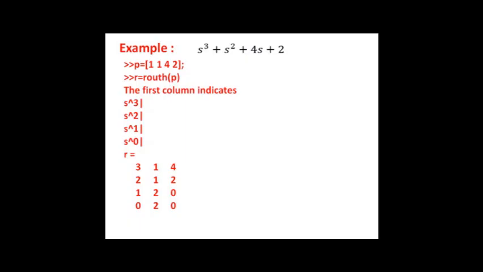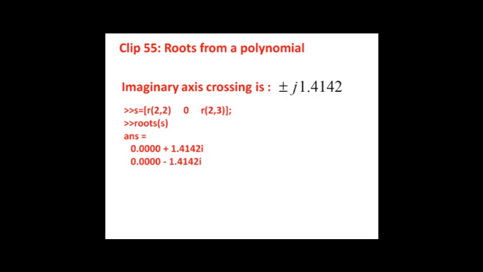On the screen, you see the repetition of the statements in clip 57. The only difference here is the variable r, where we put the return from the Routh as a rectangular matrix. Viewers need the background of clip 55, where we addressed how one can find the roots of a given polynomial, starting from its coefficients. Now, for the last given polynomial, the imaginary axis crossing is plus minus j 1.4142, which we would like to obtain in MATLAB.